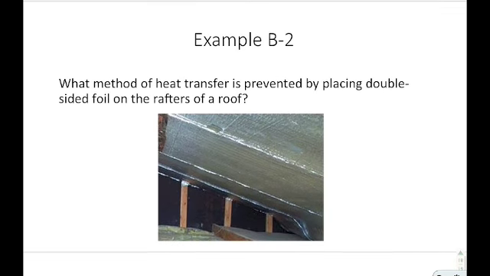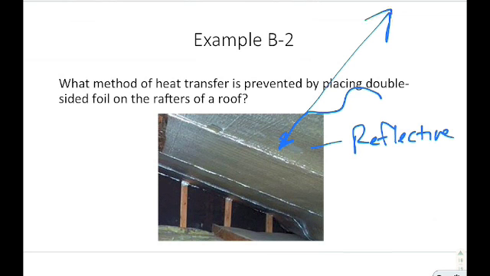It says, what method of heat transfer is prevented by placing double-sided foil on the rafters of roofs? And so you have to remember that this double-sided foil is actually a reflective barrier. And since it is a reflective barrier, the infrared radiation comes in and it bounces off as a result. Okay, so it's there to prevent the radiation heat. Now, this stuff right here is called insulation. It's there to prevent the transfer of heat by conduction.